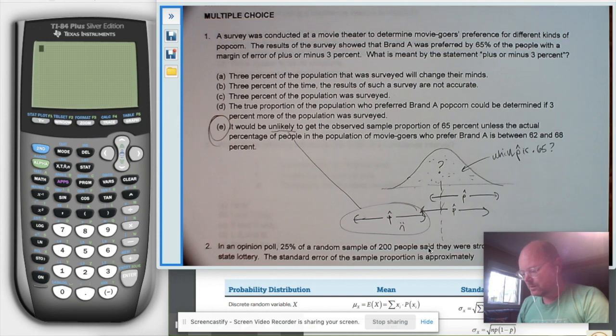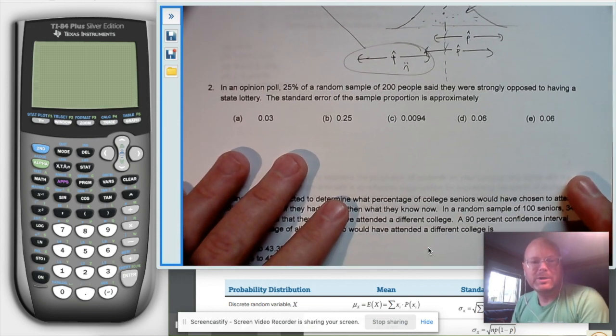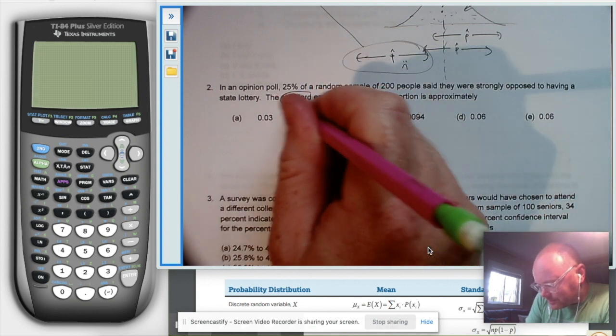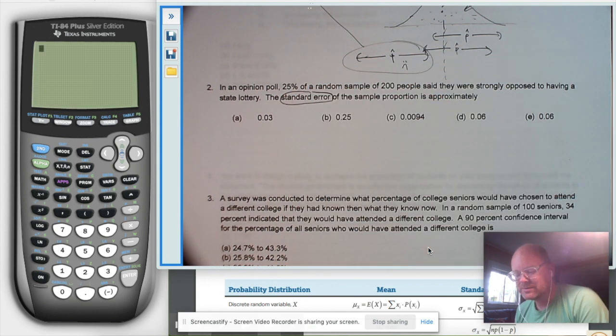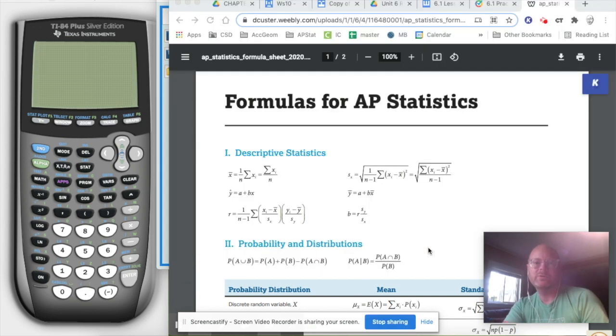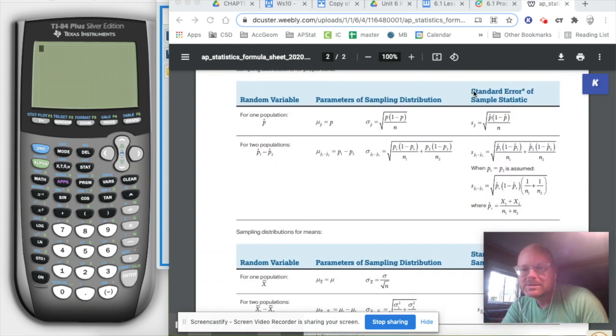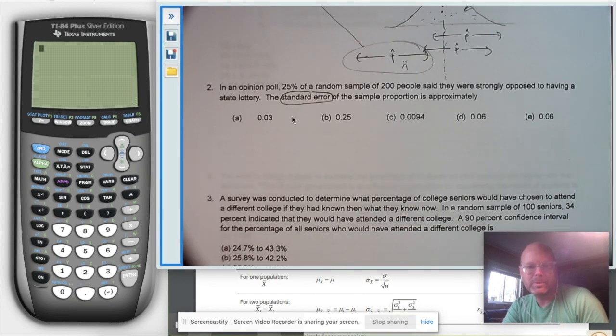All right. Number 2. In an opinion poll, 25% of a random sample of 200 people said they strongly opposed having a state lottery. The standard error of the sample is approximately... Okay, so the standard error, that's just a fancy way of saying the standard deviation of the statistic. We're talking about a proportion. So you can flip over into this handy-dandy formula sheet, and we can look for the standard error of what? Of a single proportion or of two proportions?